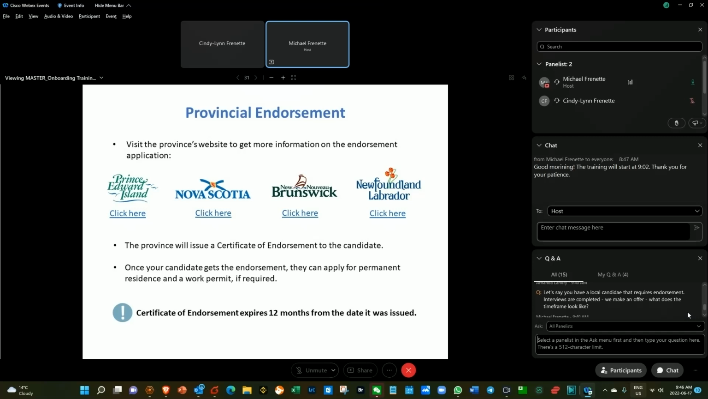It is important to note that the certificate of endorsement is valid for 12 months. This means that your candidate will have 12 months to apply for permanent residency. As you'll see, you'll need to reach out to the province directly, although the provincial endorsement processes are very similar. There are some nuances, so you want to reach out to them directly to find out the exact process.